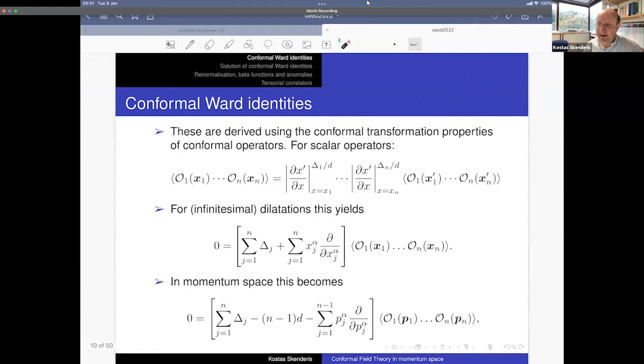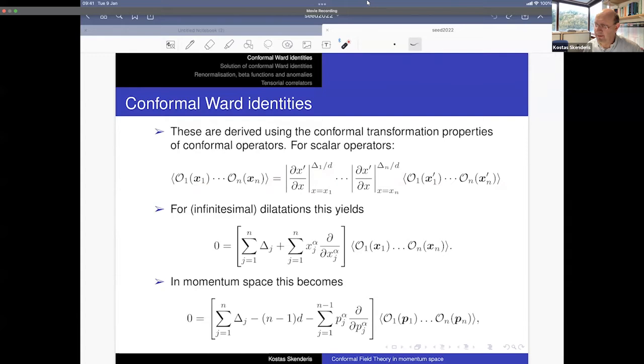Okay, so what are the equations we're solving? We have operators that have definite transformation properties under conformal transformations. This means that if you change the point to the transformed one, then the correlator should transform tensorially: you get back the same correlator with a factor which is the Jacobian of the transformation raised to a power depending on the conformal dimension.